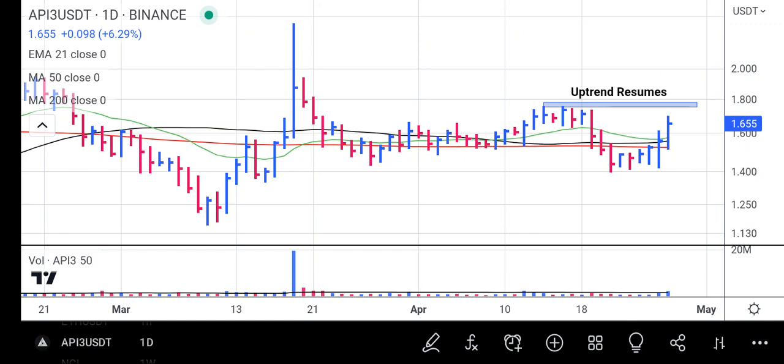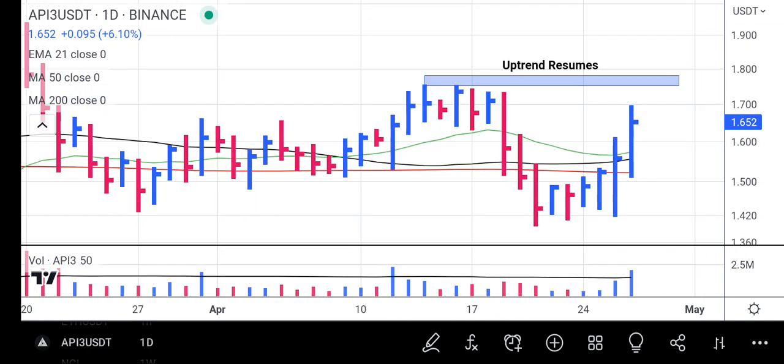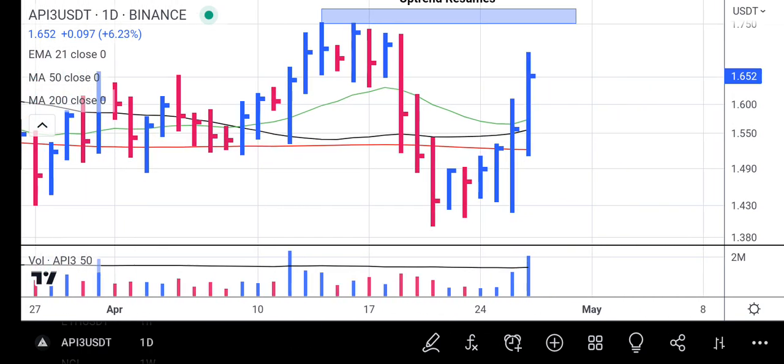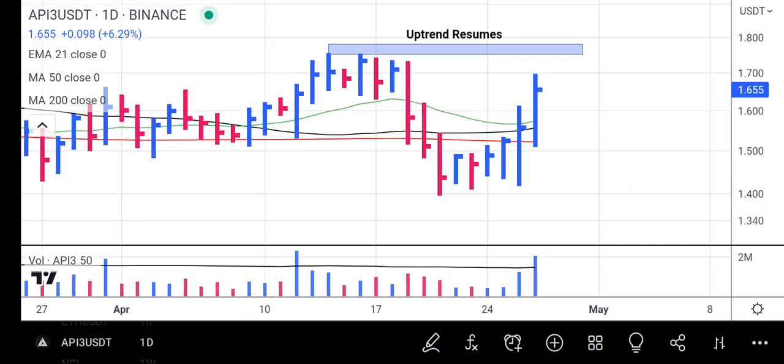On this chart, I will be analyzing Api3. Api3 has been gaining strength for the past few sessions and it's approaching its prior resistance zone, which is likely to resume its uptrend. Let me zoom in and analyze the chart so you can see the details of what is happening in Api3.